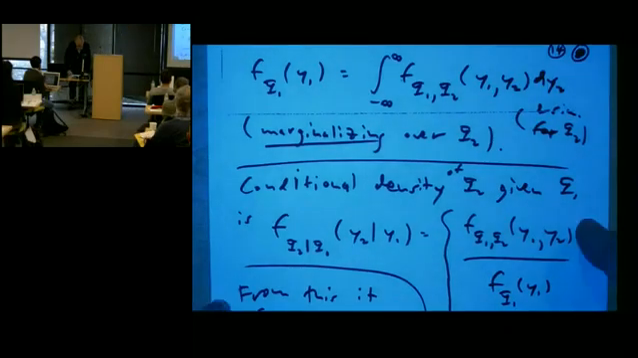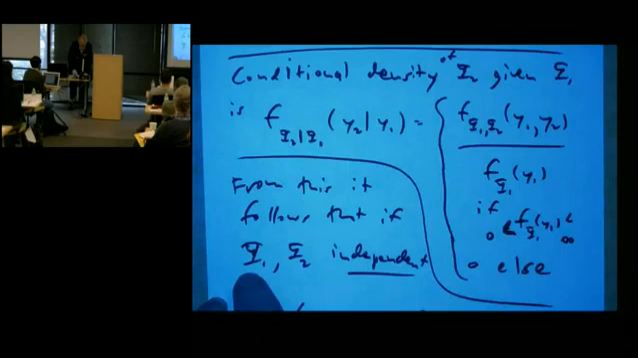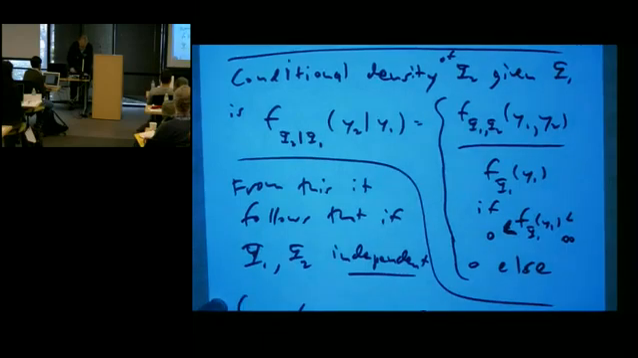And from this it follows that if the two random variables are independent, then the joint density will be the product of the marginal densities, because you remember the general rule is that the joint would be equal to the marginal times the conditional. So it would go: the chance of A and B is the chance of A times B given A.